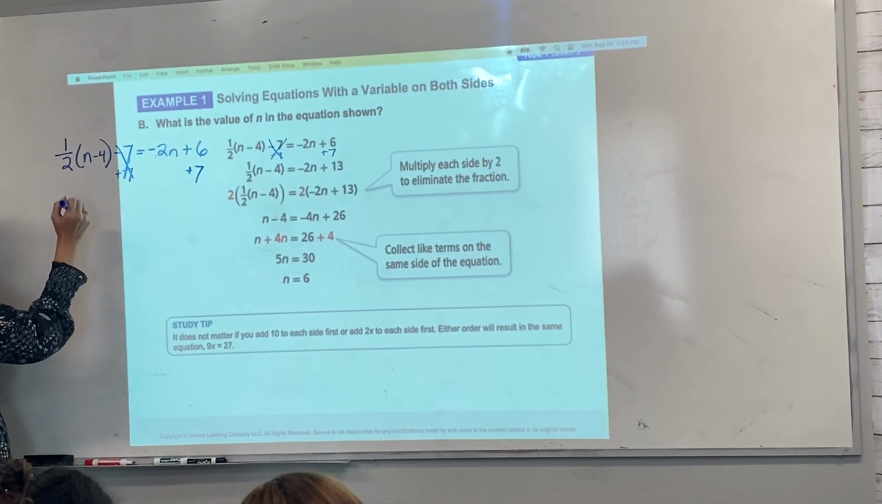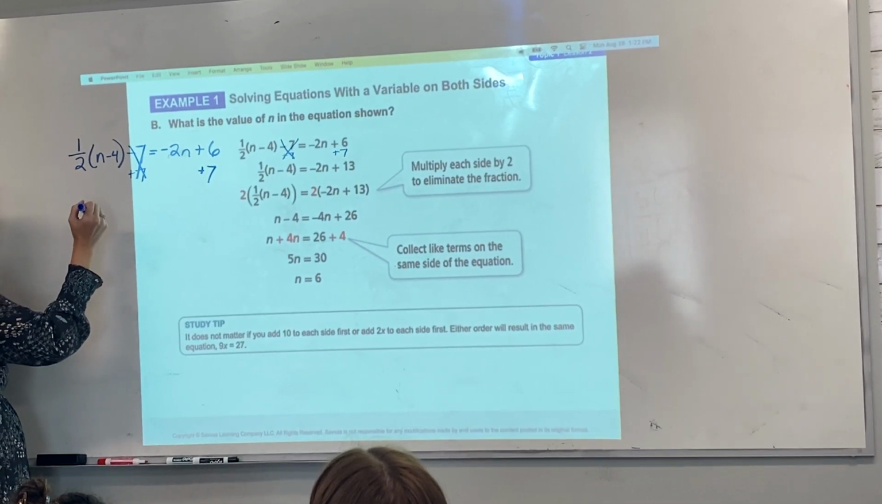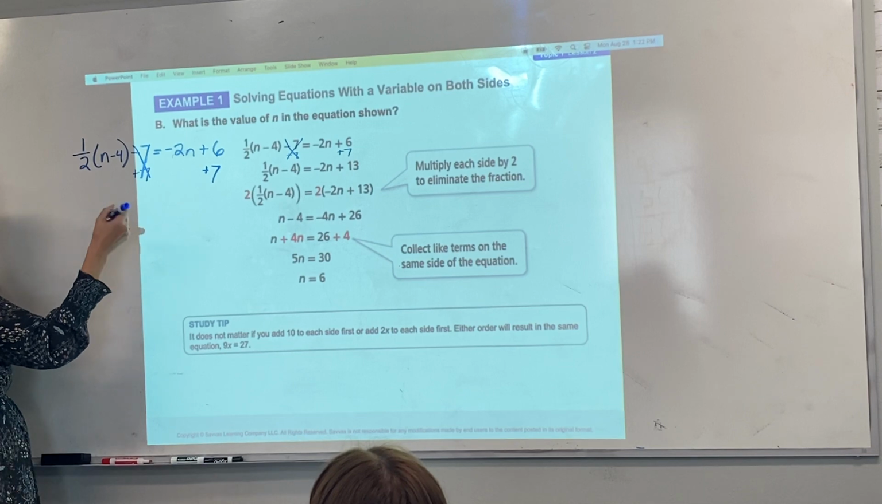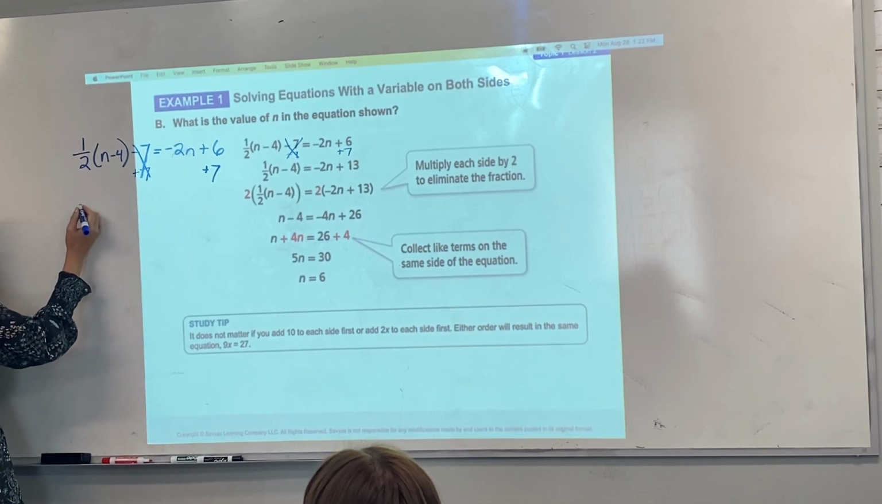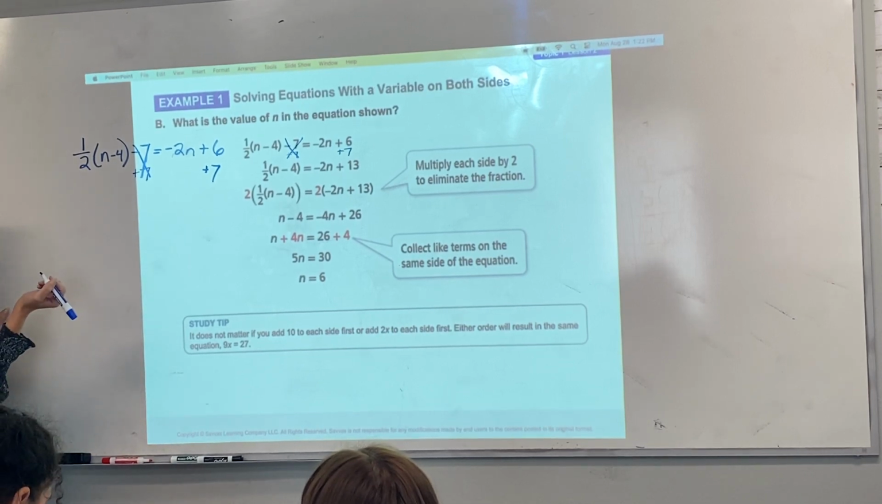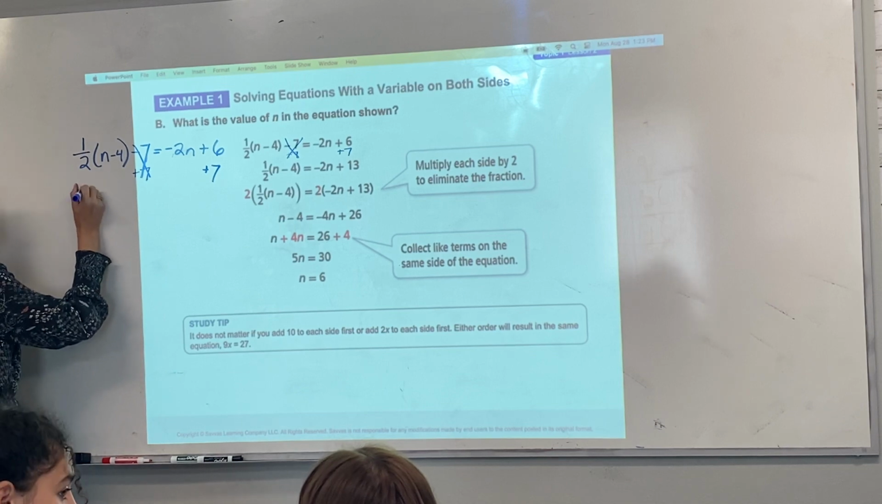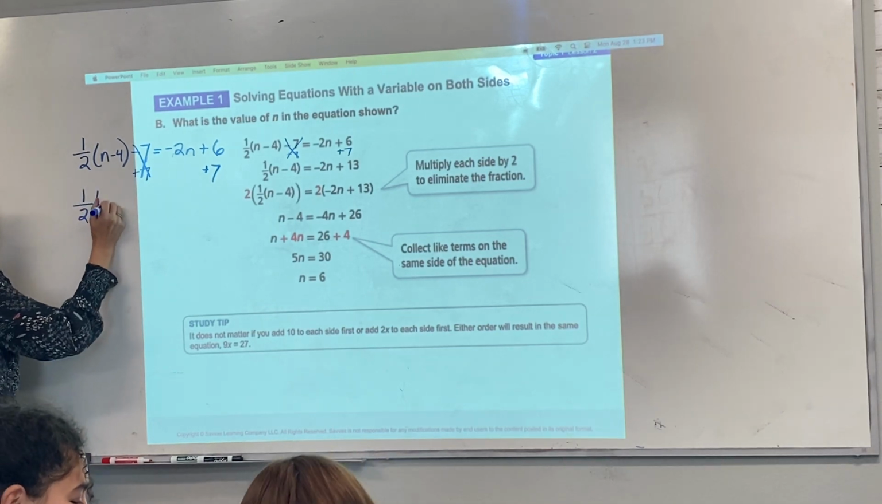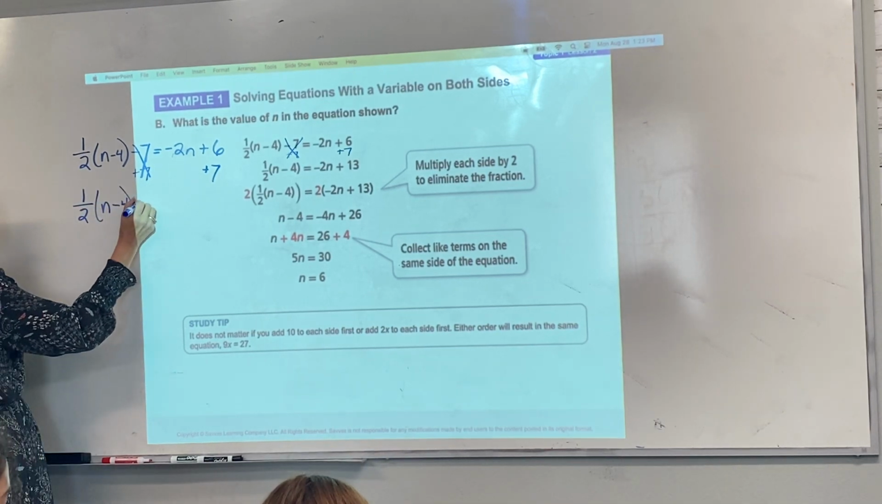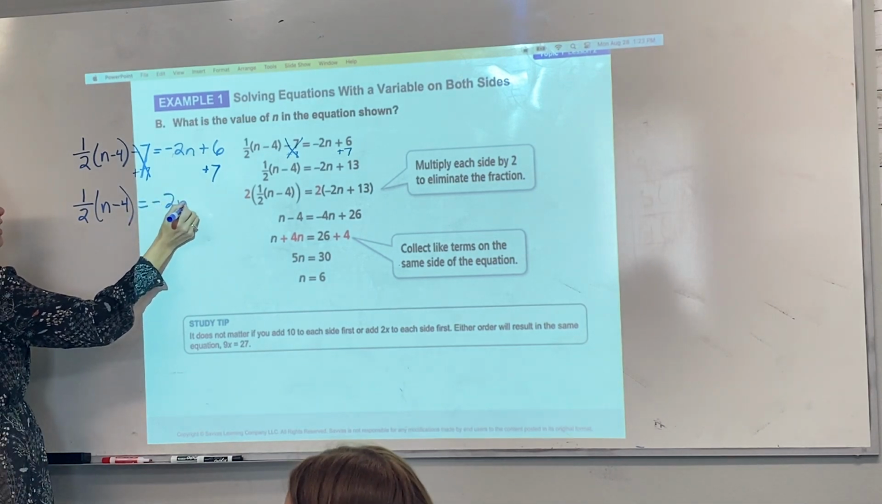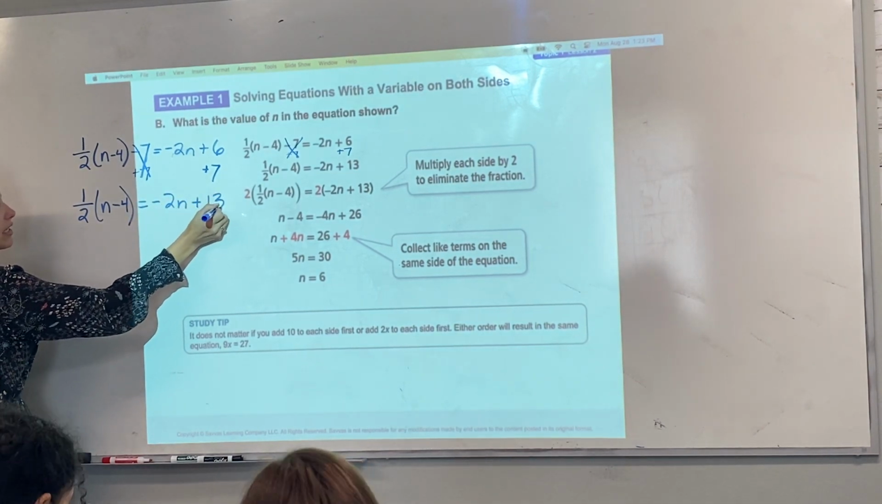what are we saying? Facts? Oh, like that's a fact? Oh, okay, great. I thought you were saying X, and I was like, we're solving for n. Okay, 1/2 times n minus 4 equals negative 2n plus 13.